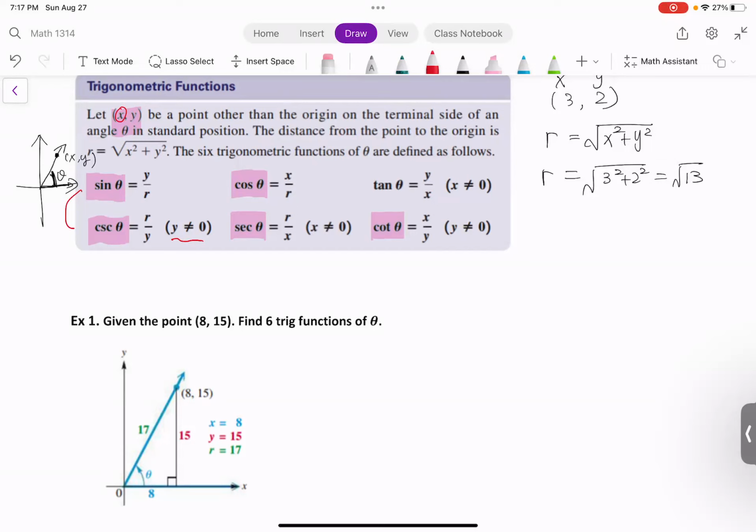Next one, secant theta is the couple of cosine. They're reciprocals of each other. Secant theta equals r over x, and the restriction is x is not equal to 0. Cotangent theta. Cotangent is the reciprocal of tangent. So cotangent theta equals x over y, and y is not equal to 0.